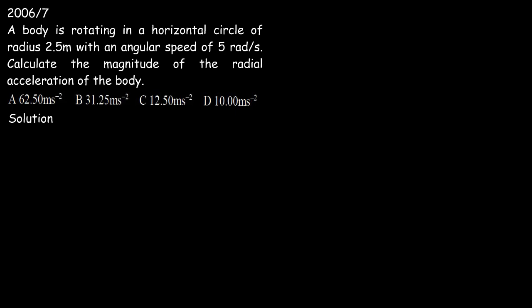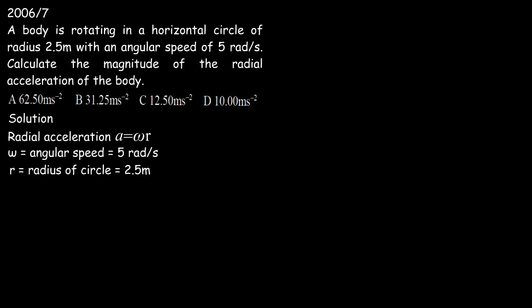Now, for our solution, radial acceleration a is equal to omega squared rho, and omega equals our angular speed, in this case 5 radian per second. Rho is the radius of the circle and it's 2.5 meters. So substituting, a will be equal to 5 squared times 2.5, which should be equal to 25 times 2.5, which is equal to 62.50 meter per second squared.